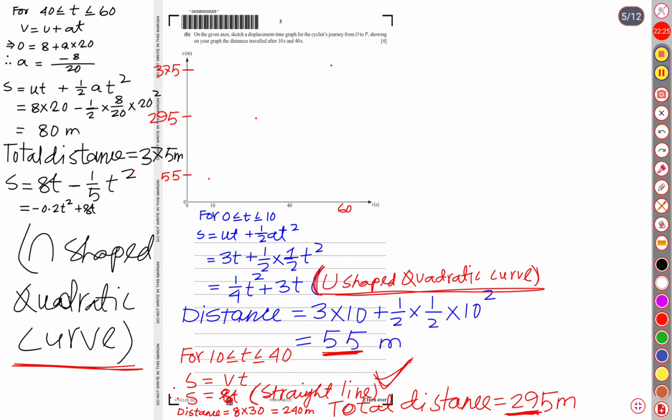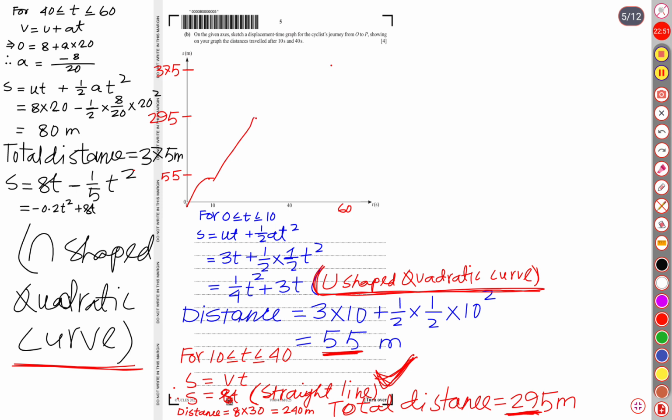First one, look at this. The first one is U-shaped, as we have already written here. It is a U-shaped quadratic graph through the origin, because there is no constant number. So it will look like this. Then the second phase was a straight line, as we have already written here. So this will be the straight line.